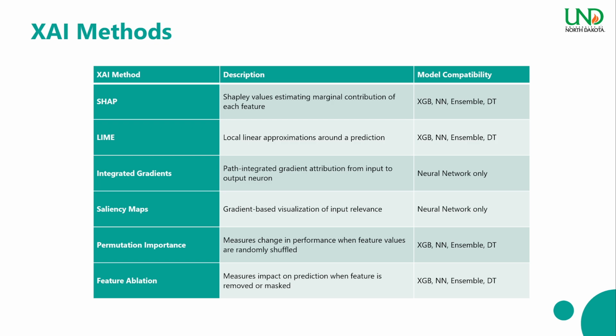And then we have permutation importance and feature ablation. These two involve messing around with the input data, either by shuffling values or removing features and seeing how the prediction quality changes. They're model agnostic and fairly intuitive. The right column then tells us what methods work with which models. So, for example, gradient-based methods require differentiable architectures like neural nets.